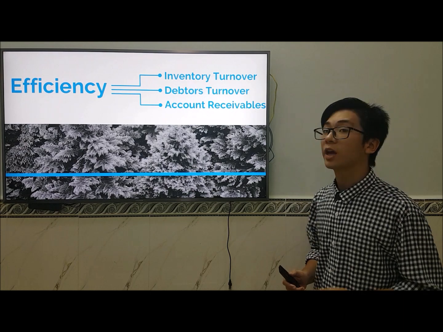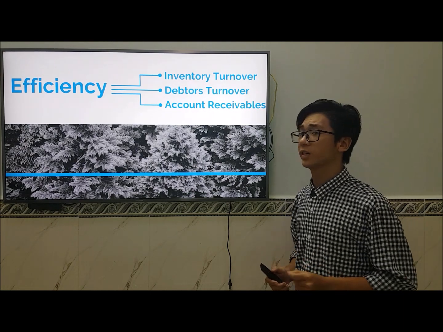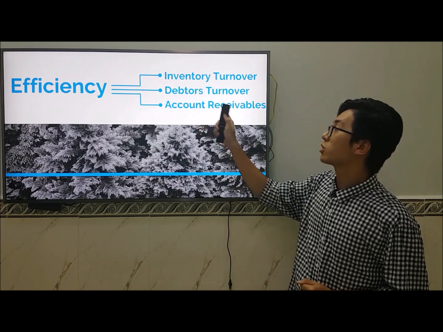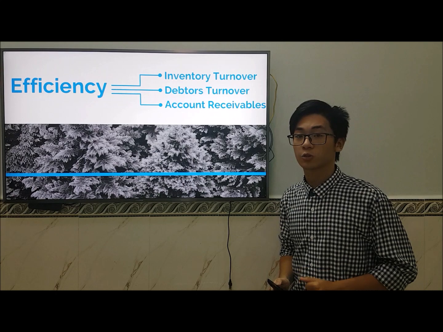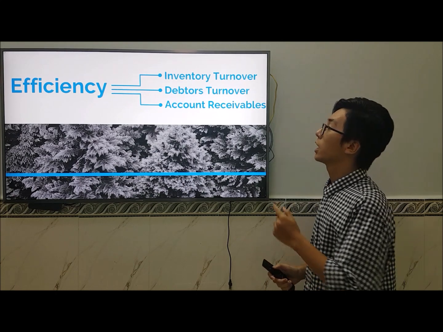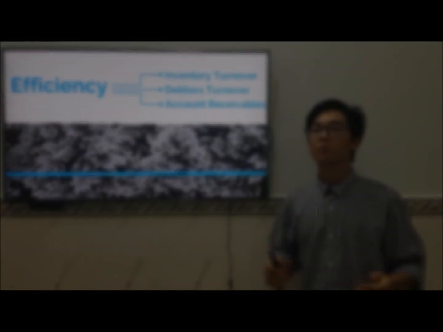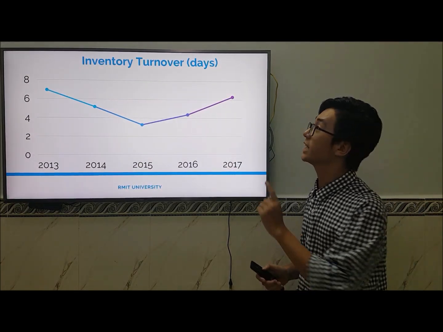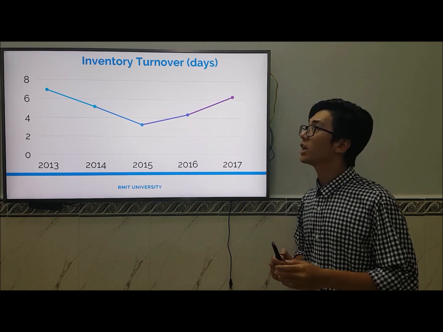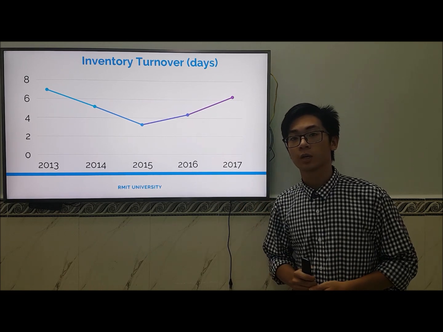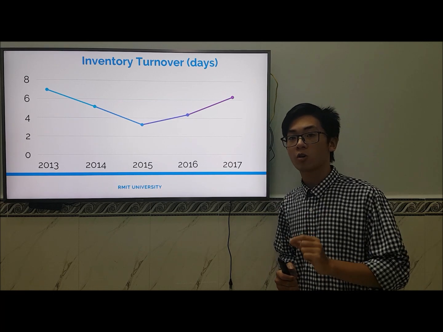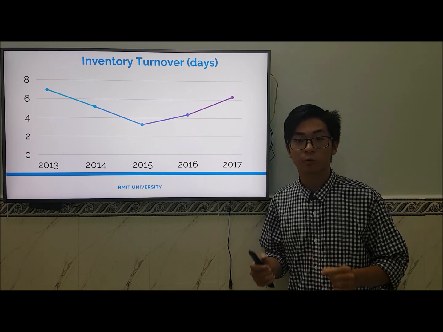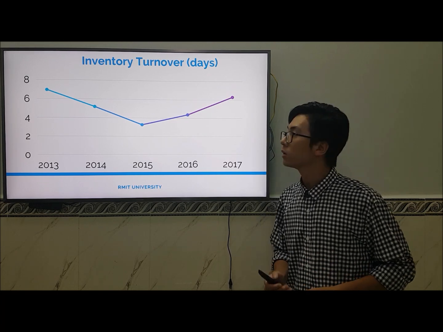Next, we have efficiency. Now, efficiency is analyzed using two ratios, inventory turnover and debtors turnover. One other financial information I want to talk about is account receivables. First, we have the inventory turnover, which was calculated in days. Now, the inventory turnover is chosen because it shows how long it takes Apple to sell or to replace an entire inventory or stocks.